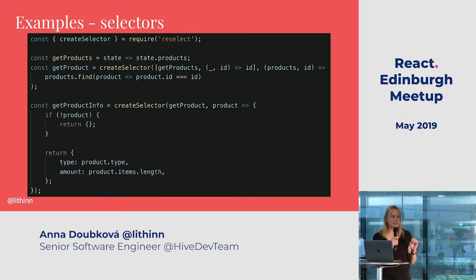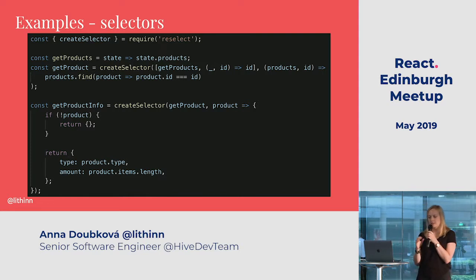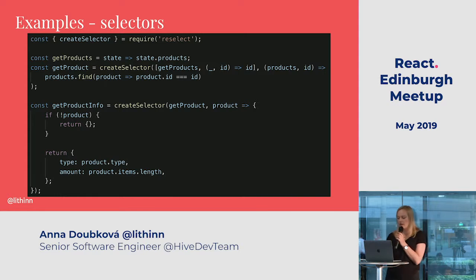However, we can use memoization to offset this problem. We are using reselect, which has its own problems, but it does have memoization out of the box, which is quite nice. We can slightly restructure it so that when we are calling the getProductInfo this time, it only actually gets called when the products have changed.